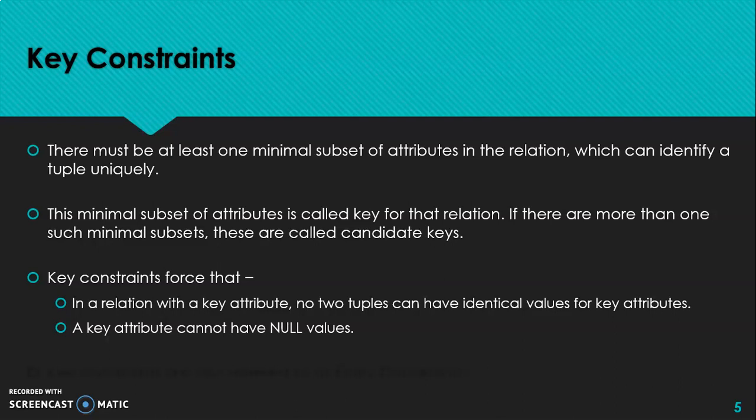So this is one of the rules. If the key attribute of the relation has been declared, then you cannot have identical values for two different records in that relation. For example, as I said, the enrollment number of a student. You cannot have the same enrollment number for two different students.